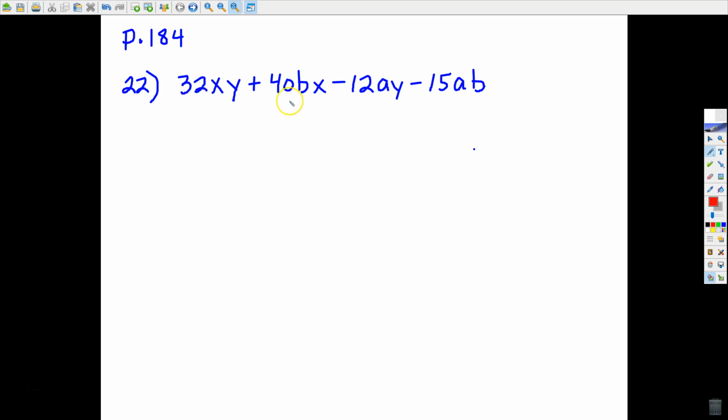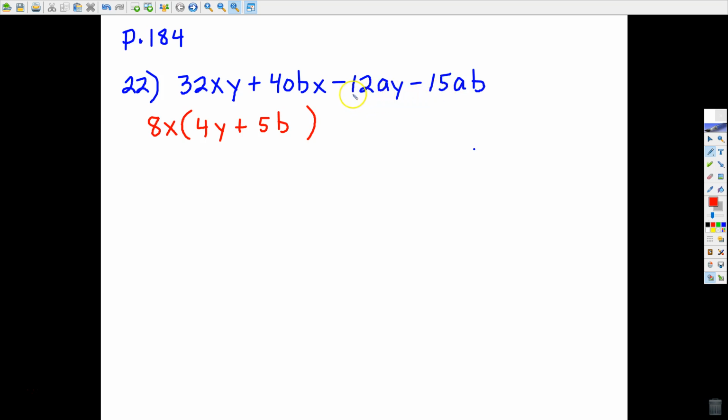Well, the GCF for 32 and 40 would be 8, and then they have a common variable within these first two terms, and that would be x. And now let's just go ahead and factor out the 8x, and we would get 4y plus 5b. Okay, so just looking at my first two terms in this expression, find a GCF, factor it out. Okay, do the same thing for the second two terms.